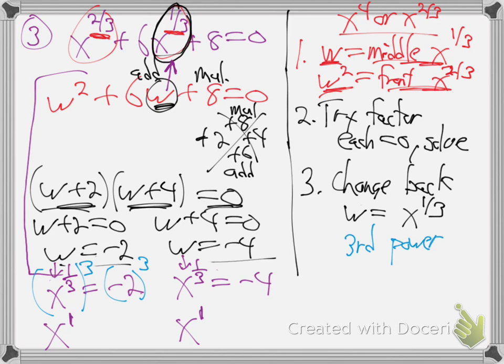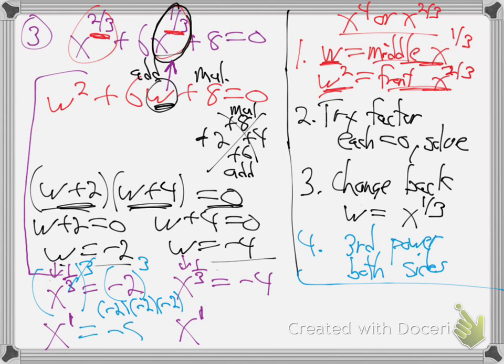Step 4, 3rd power, both sides. So 3rd power. 3 and 1/3 cancel to be x to the 1, or just regular x. Minus 2 to the 3rd. That's -2, -2, -2, which is -8. Same thing here. I'll do 3rd power. 3 cancels 1/3, be regular x. -4 times -4 times -4, what's that? -64. So there's the two answers, -8 and -64.